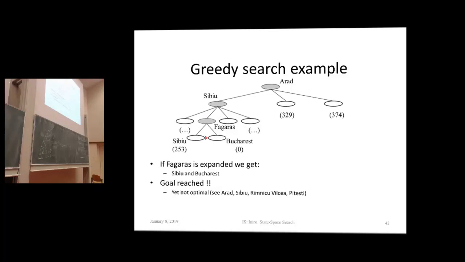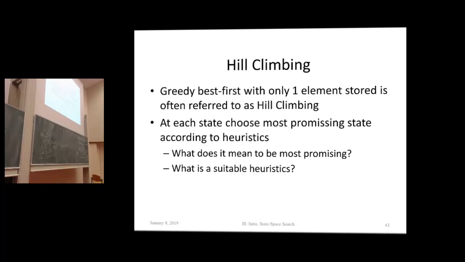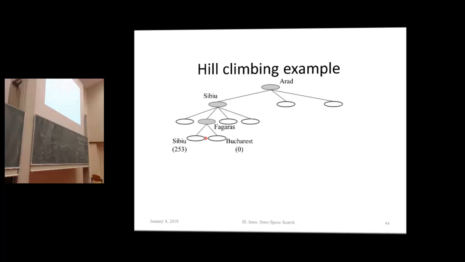There is one special case of it, and that is called hill climbing. Hill climbing is a search algorithm which is very efficient. It's very often used as well. And basically the idea is that you do greedy best first search, and once you've chosen the best one in your fringe, you throw away the rest of the fringe. You just add the successors, and you throw away the rest of the fringe.